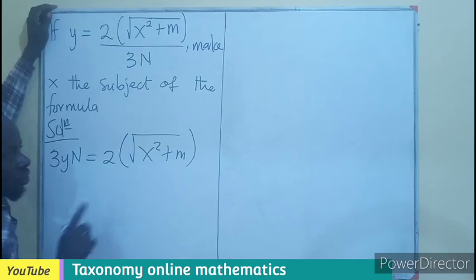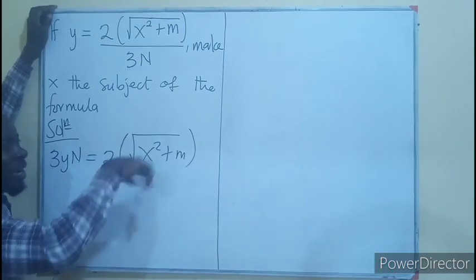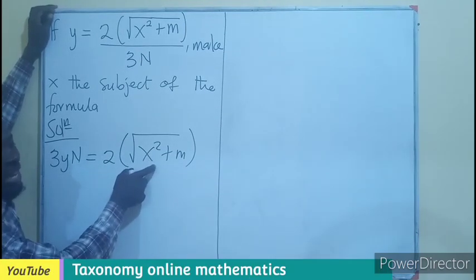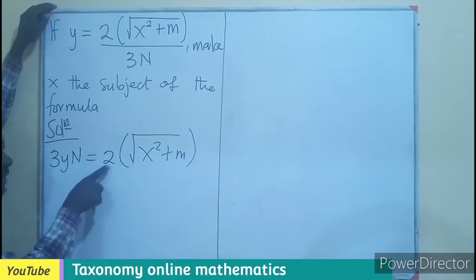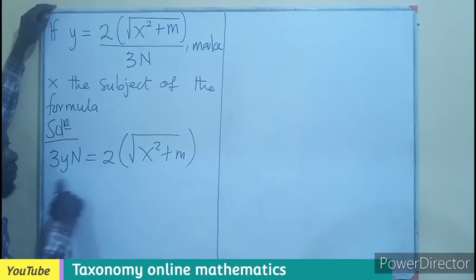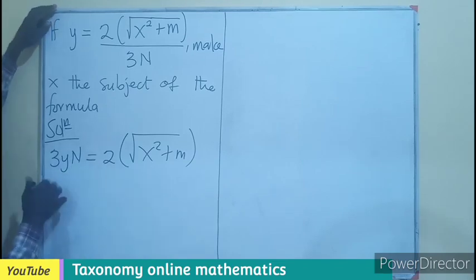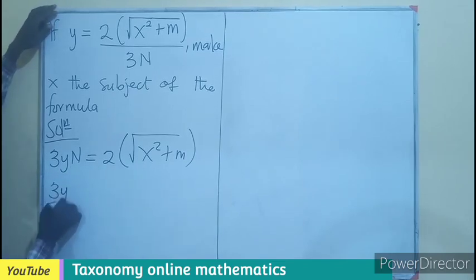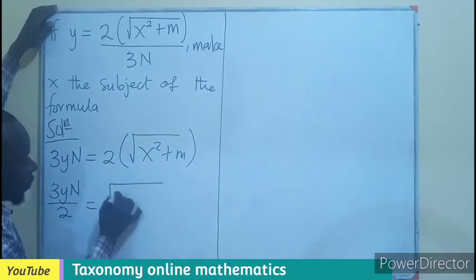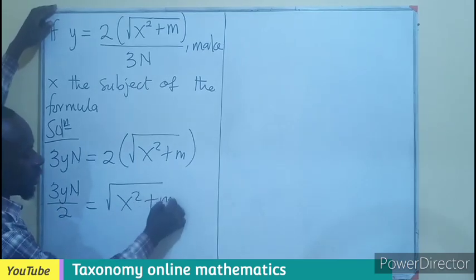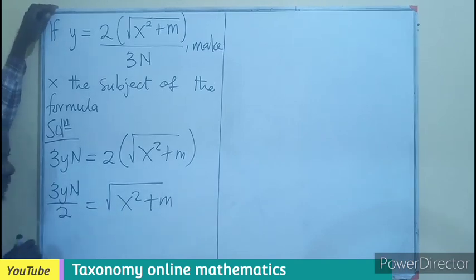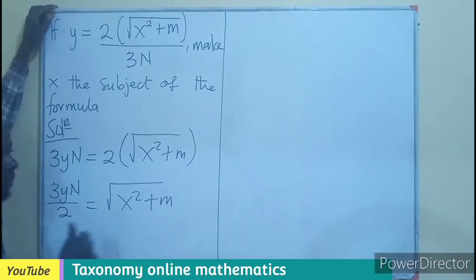The second thing is try hard to eliminate all other things away from the x. And the easiest thing to eliminate is the 2. Meaning I'll divide both sides of the equal sign by what? 2. So this becomes 3yn over 2 equals the root of x squared plus what? m. You can see we are gradually removing all terms.